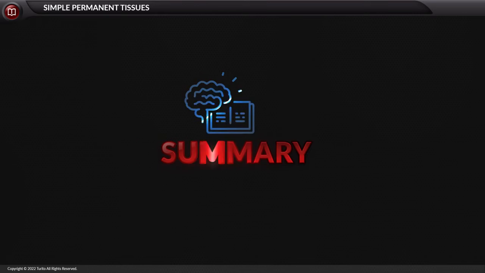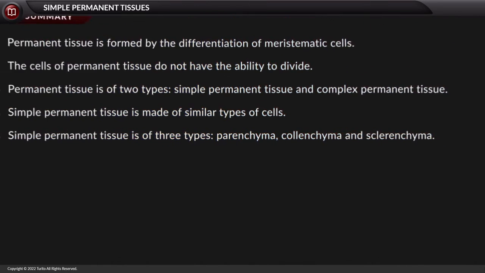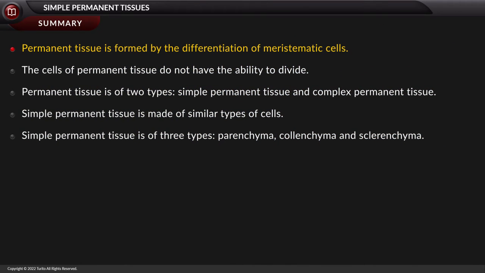Summary. Permanent tissue is formed by the differentiation of meristematic cells. The cells of permanent tissue do not have the ability to divide. Permanent tissue is of two types, simple permanent tissue and complex permanent tissue. Simple permanent tissue is made of similar types of cells. Simple permanent tissue is of three types, parenchyma, collenchyma, and sclerenchyma.